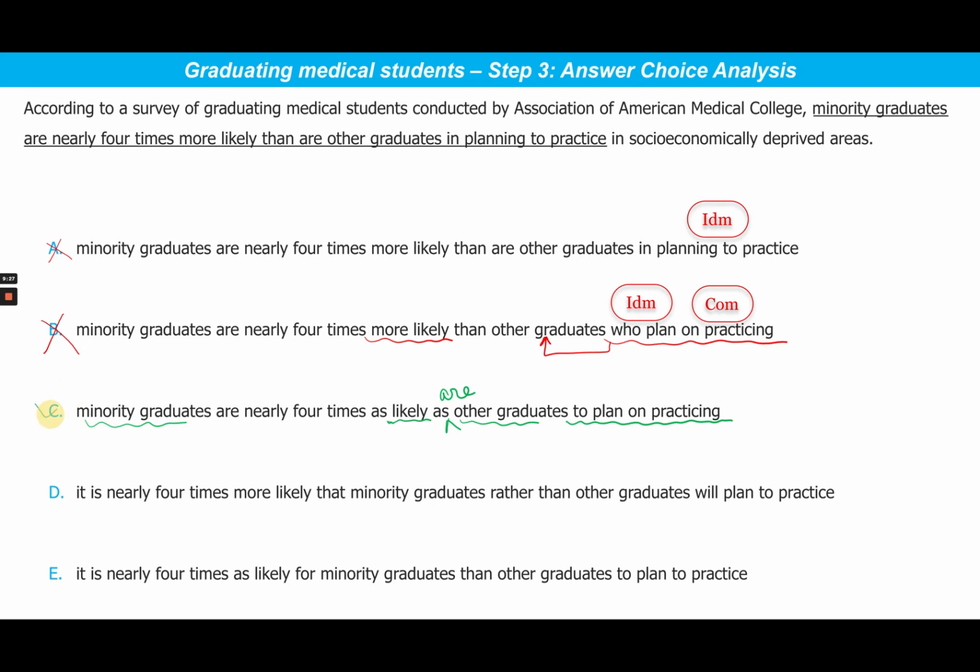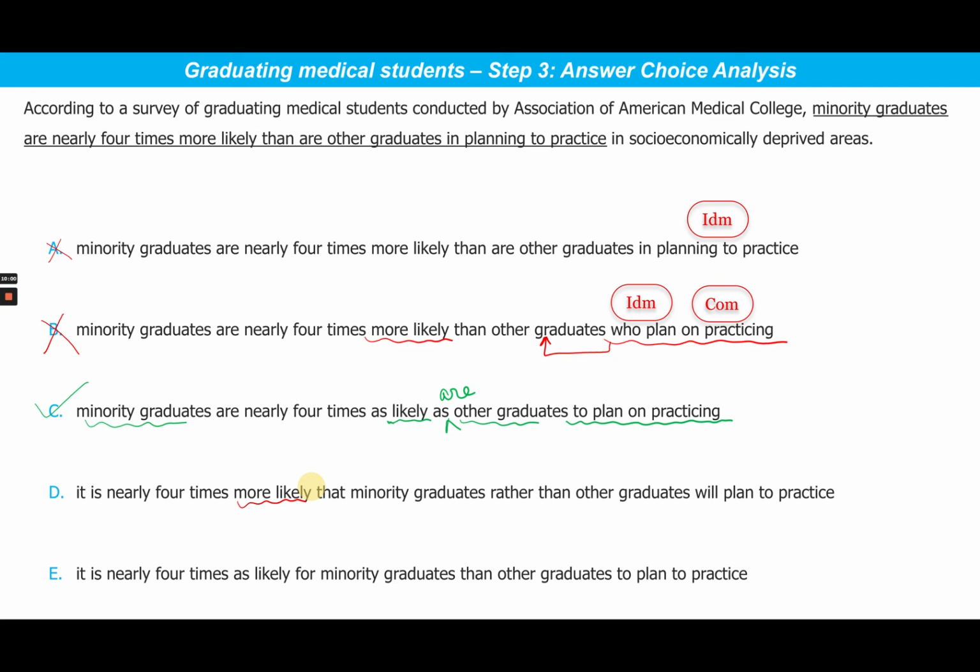Precise and clear. Let's read choice D. It is nearly 4 times more likely that minority graduates rather than other graduates will plan to practice. Once again, we have more likely, but we do not get to plan on practicing. So that's our first idiom error that we found. Also, minority graduates rather than other graduates will plan to practice.